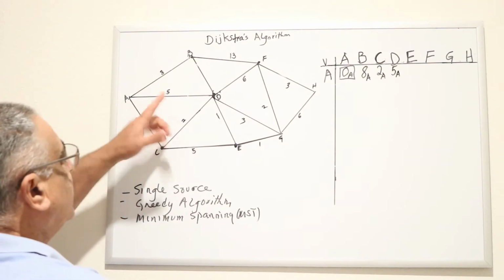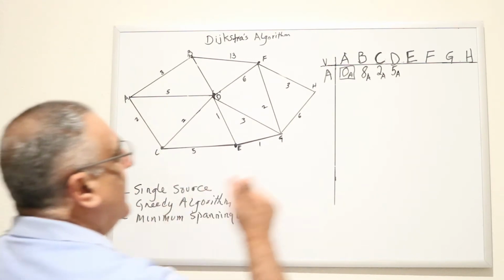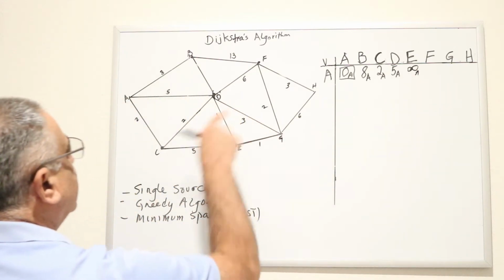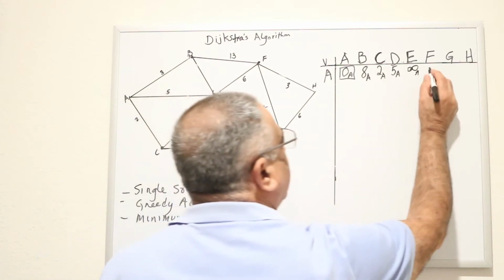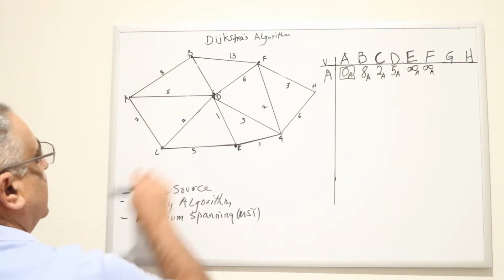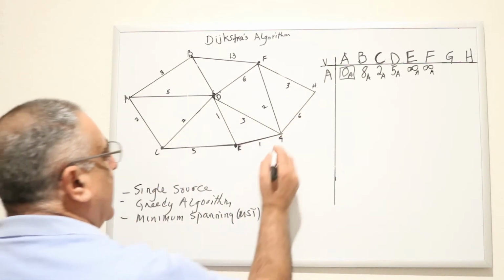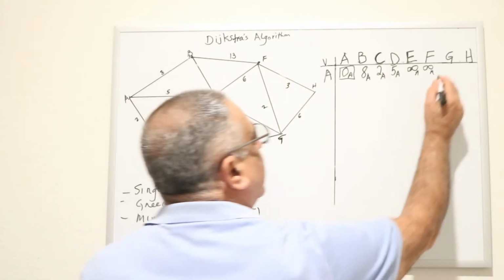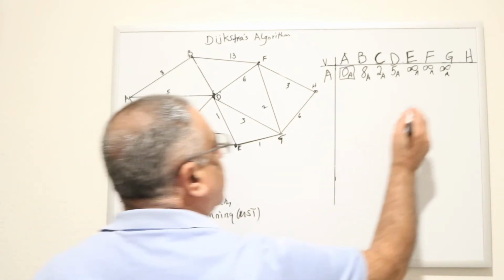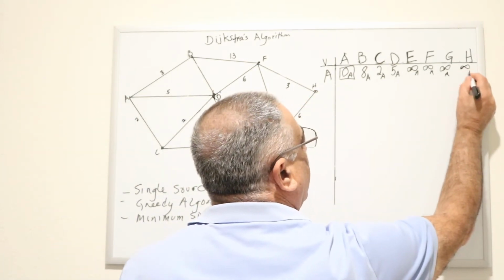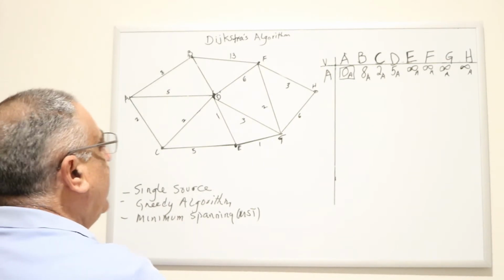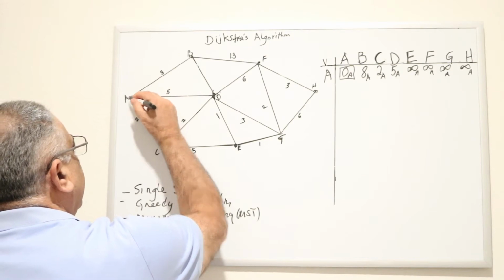Alright, now A to E, there is no direct link, that's infinity. A to F, that's also infinity, there is no direct link. A to G, that's also infinity, there is no direct link. Now A to H, there is no direct link either. Okay, so this is my first pass. So now we're done with the vertex A.